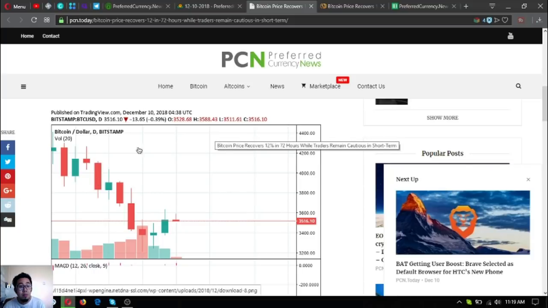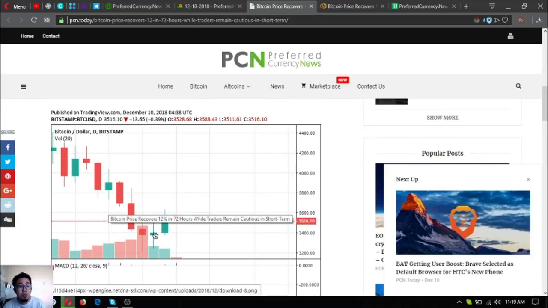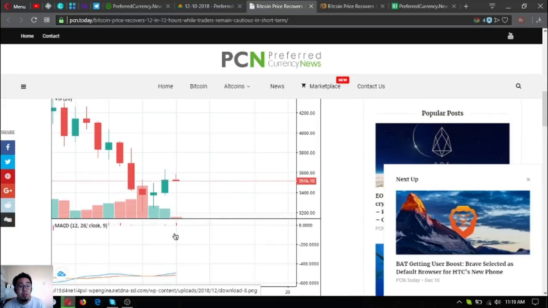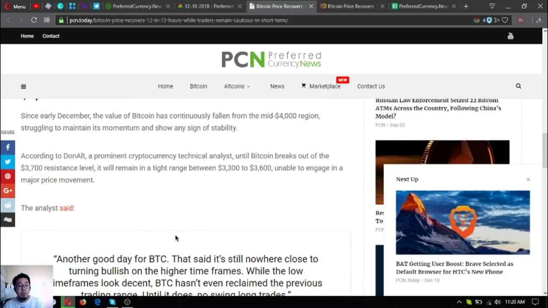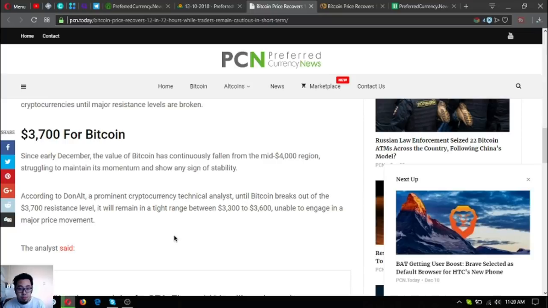So here's a chart from TradingView. See the candlesticks? It's rising. Most major cryptocurrencies, including Ethereum and Bitcoin Cash, have been able to rebound from low double digits as technical indicators started to demonstrate extremely oversold conditions. But traders and technical analysts remain cautious towards the short-term price trend of cryptocurrencies until major resistance levels are broken. So 3,700 for Bitcoin. Since early December, the value of Bitcoin has continuously fallen from the mid $4,000 region, struggling to maintain its momentum and show any sign of stability.